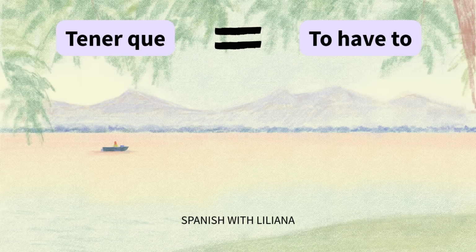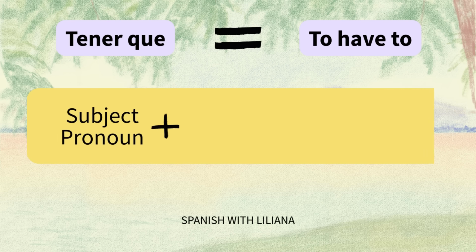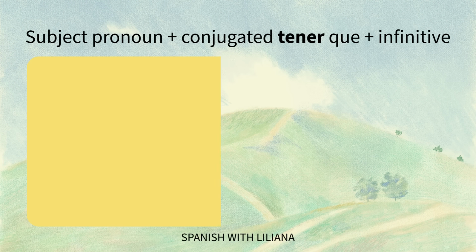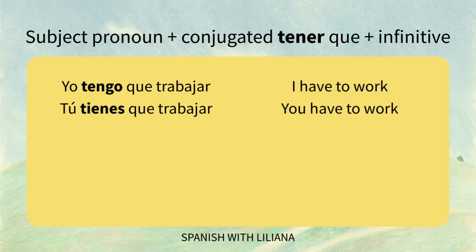The next one is tener que, to have to. And here we have to conjugate the verb tener, but the structure is very similar. We have the pronoun, then we have tener que, where the verb tener is conjugated, and then we have an infinitive verb. In present tense, we have tengo for the first person. Yo tengo que trabajar. I have to work.